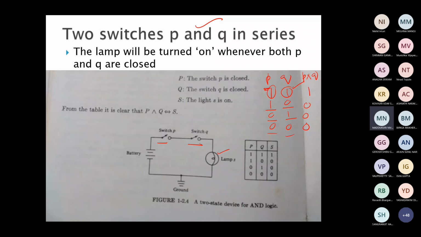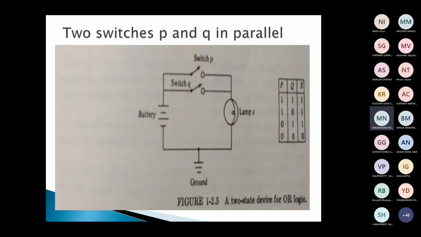So for P or Q, how will the switches be connected? They should be connected in parallel. Like this, parallelly connected. So when will the lamp glow, or be on? Whenever one of the switches is closed. Even if you close just this one, the current will pass and the lamp will glow. So it is the OR condition, P or Q, that it is showing.